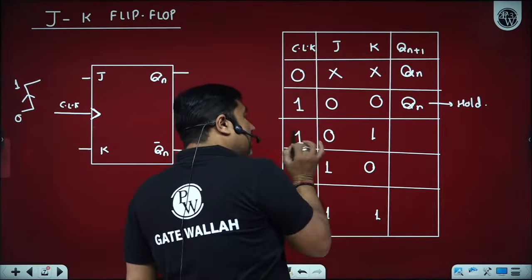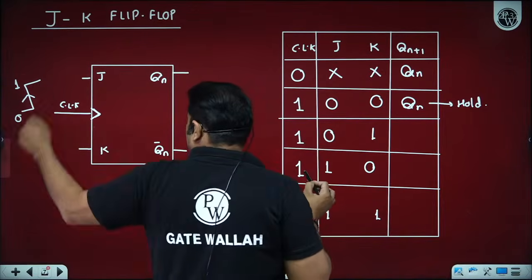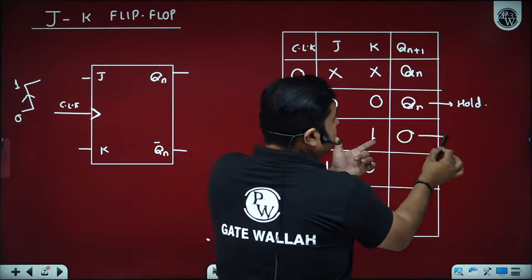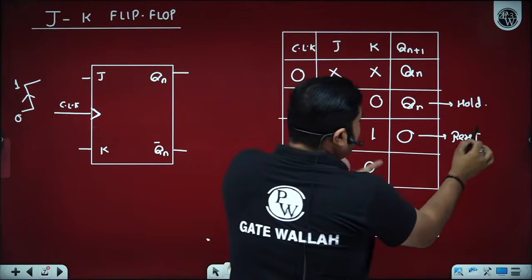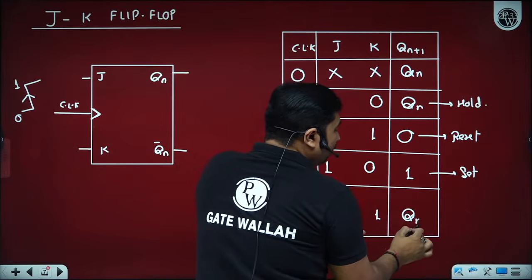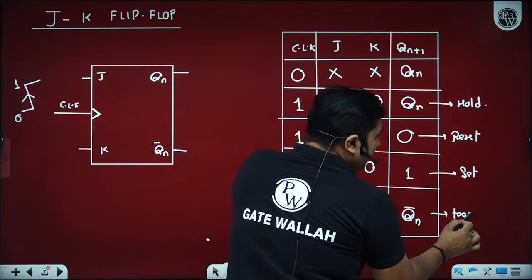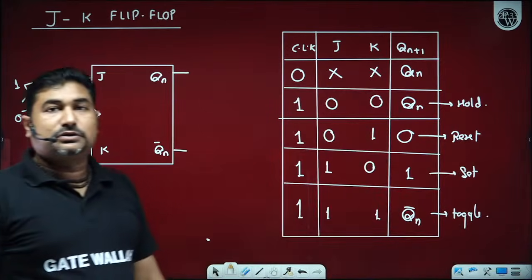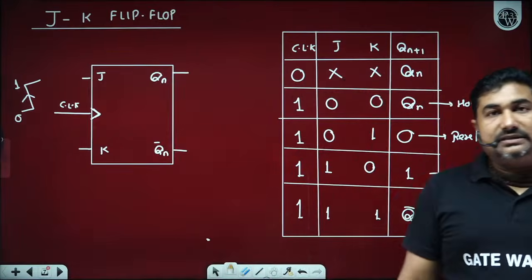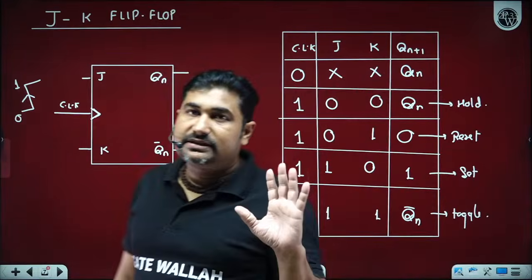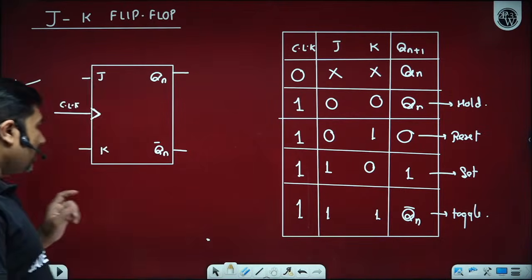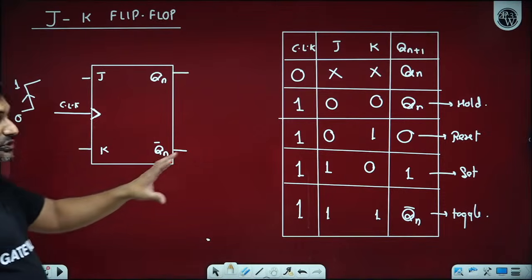In case the clock is high, meaning there is a transition from 0 to 1, then with J0 K1 we get 0, that is reset. So hold, reset, set and toggle. All of you can easily remember the SR as well as JK flip-flop truth table. Hold, reset, set, toggle. Set, reset, all of you remember. So it is very easy to compare with the SR flip-flop. Is it okay? Now come back to the characteristic table of the JK flip-flop.